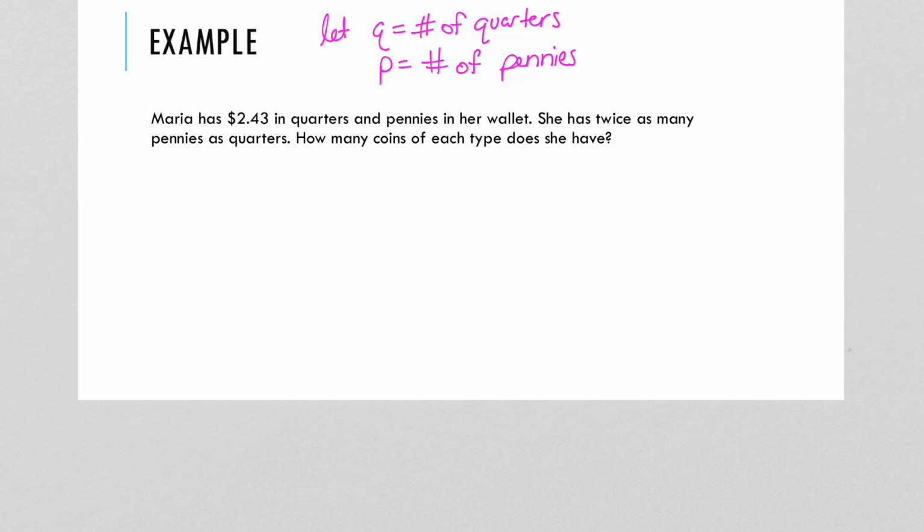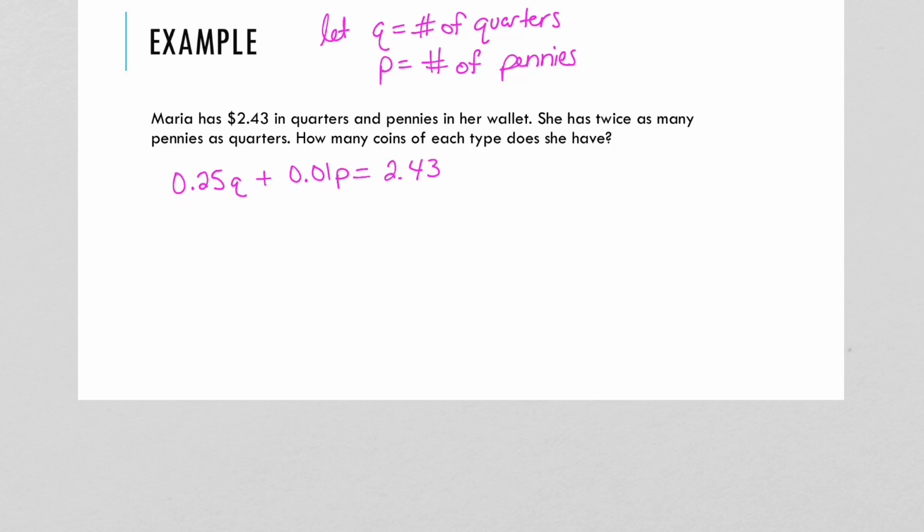Alright, so the first equation that we're writing has to do with the value. So quarters are worth 25 cents, so 0.25 times Q, plus pennies are worth 0.01 times P, and that total equals $2.43. Alright, I feel like that's the easy one to write.